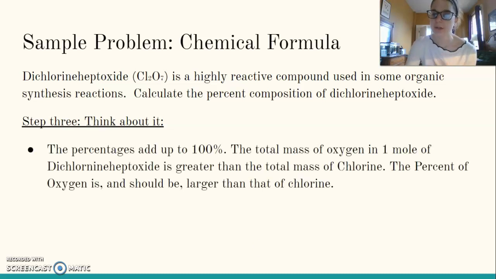So for percent composition, your percentages of all elements in the compound have to add up to 100%. So again, there's no extra credit in compounds. 100% is all that we can have. So the total mass of oxygen in 1 mole of dichlorine heptoxide was 112 grams, which was greater than the total mass of chlorine in 1 mole of the compound. So the percent of oxygen is and should be greater than that of chlorine if that mass is greater. Since it is, and these percentages add up to 100%, I'm pretty confident that my answer is correct.